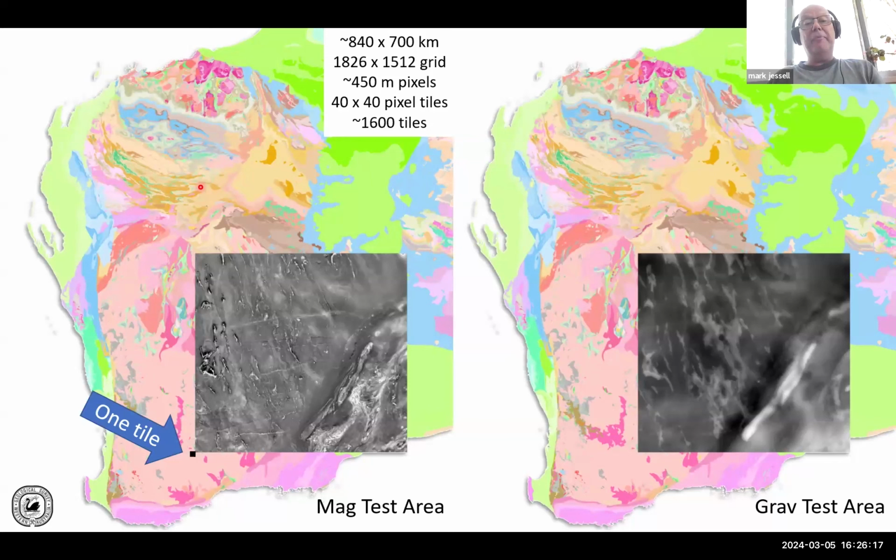This data is made up of pixels that are about 450 meters, and we're dividing up the entire area into very small tiles, which you can see there's one little tile. This little black area shows you the size of the tile of 40 by 40 pixels. So we're taking these two areas, which are the same area viewed with different lenses, dividing them up into 40 by 40 pixel tiles, and then we're going to analyze them.